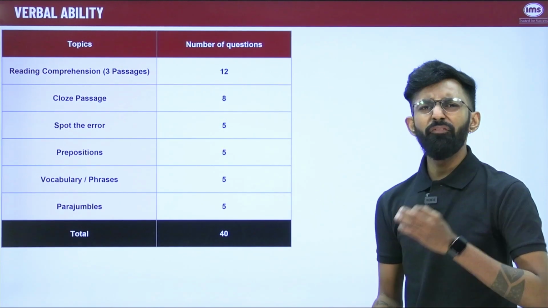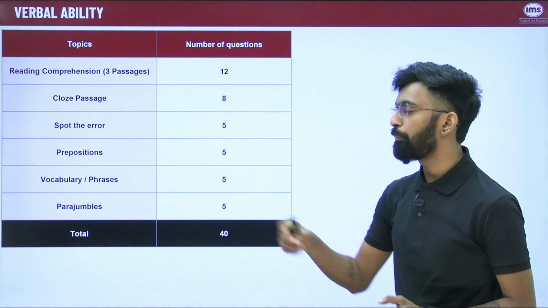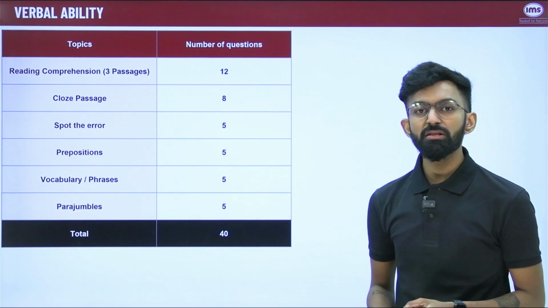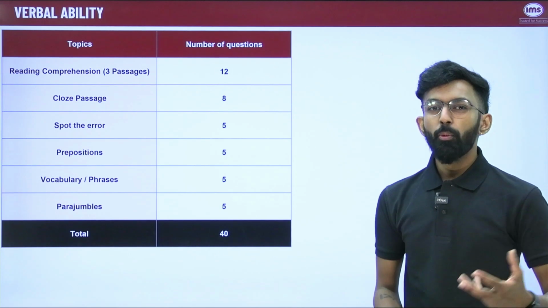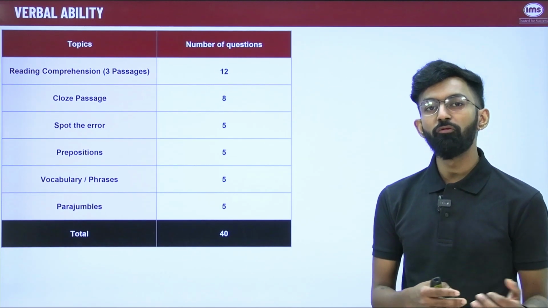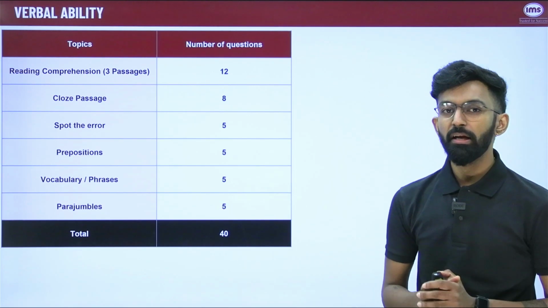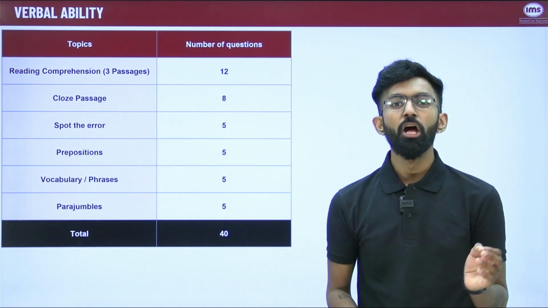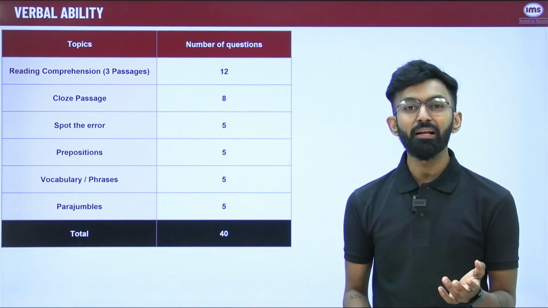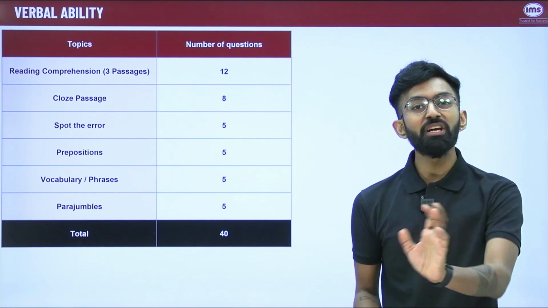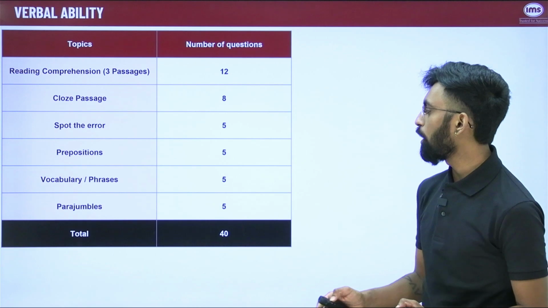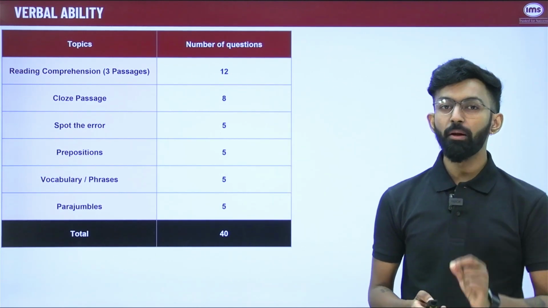So make sure that you know your grammatical rules to answer this question. Next, 5 very easy, straightforward questions on prepositions. There were 5 questions on vocabulary and phrases where you need to know the meaning of the particular word and idioms. Then there were 5 questions on parajumbles. Now these 5 questions on parajumbles could have been answered very quickly if you have learned the option elimination method. And this is how the 40 questions look for the verbal ability section.